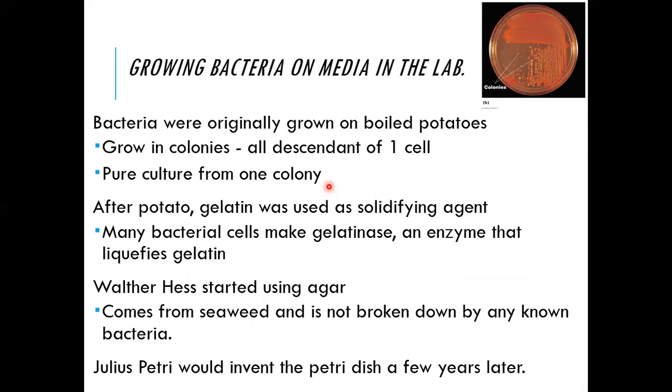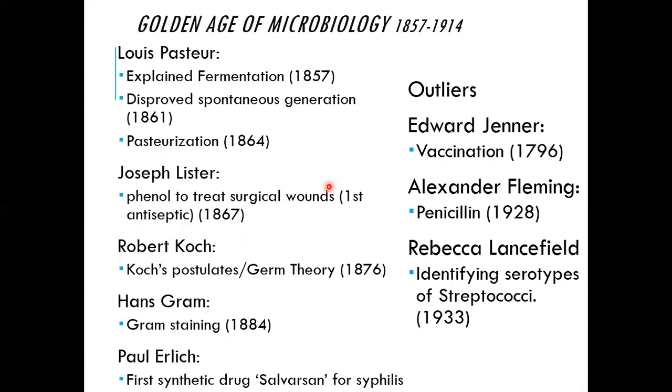Walter Hesse was a worker for Koch whose wife used agar to make jelly, and agar is not able to be broken down by bacteria, so they started using that to make semi-solid plates to get colonies. And Julius Petri also worked for him, and that's where we get the Petri dish. The shape of that was used to grow the bacteria.